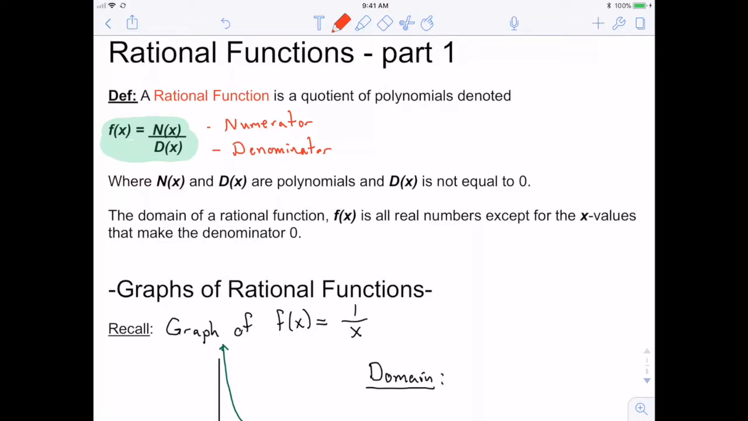And these can be any polynomials whatsoever with one exclusion. D of x must never equal 0. Since we can't divide by 0, we need to make sure that that's the case. And similarly, we can see that the domain of our rational function is all real numbers except for the x values that make the denominator 0. Remember, we're never allowed to divide by 0. So we need to rule these cases out.